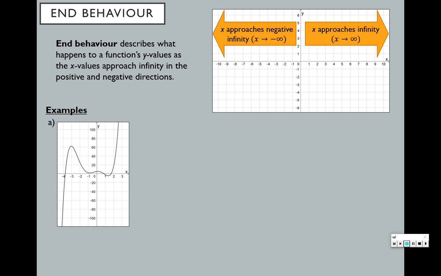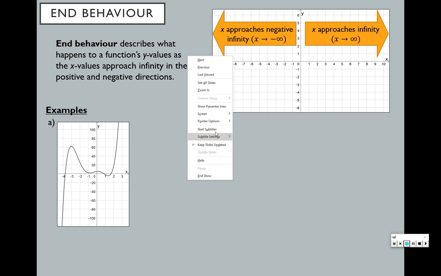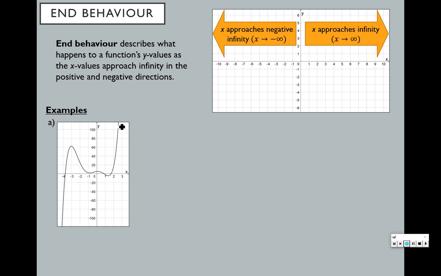So for instance, this function, it needs the arrows. Let me get my arrows going here. I don't want red arrows. I want black arrows. There we go.